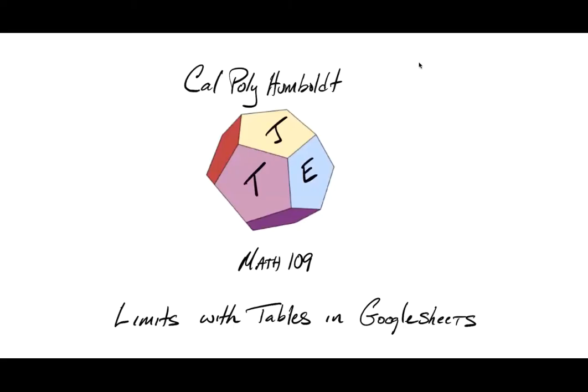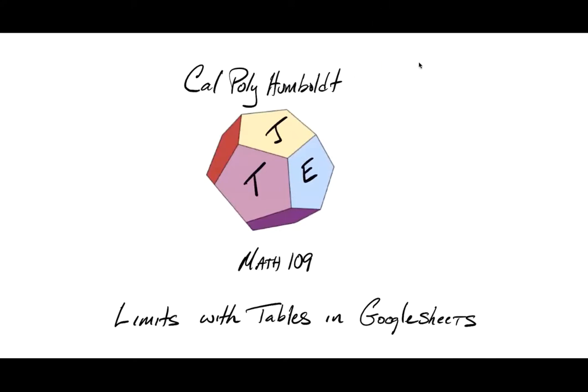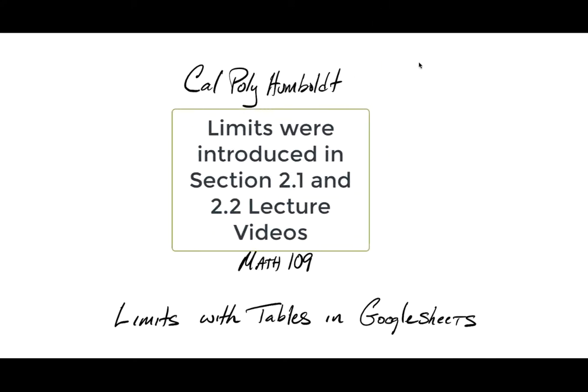In this short video, I want to demonstrate how you can investigate the values of limits using tables that you generate in a spreadsheet. In this particular video, I'm going to be using the spreadsheet Google Sheets. However, with any spreadsheet software, the essence of what I'm going to do is basically about the same. I already introduced the notion of limit in the lecture videos for sections 2.1 and 2.2, so I'm assuming you've already checked those out before watching this one.